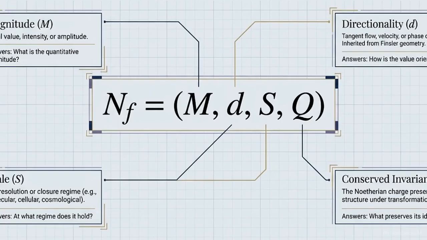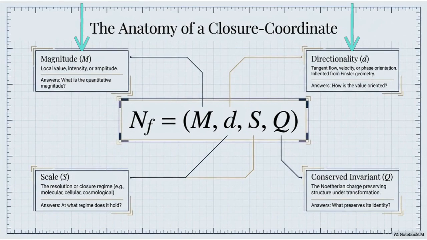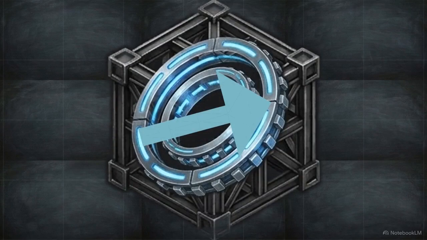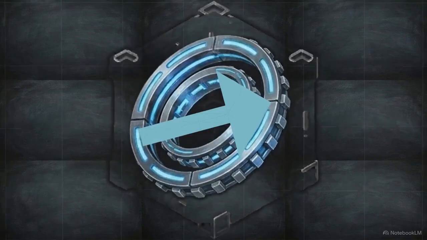To eliminate projection cost, the NFN formalizes 4 parameters into one object: M, D, S, Q. M and D represent magnitude and directionality, inheriting Finsler's directional dependence. S defines scale, anchoring the value to a regime. Q is the conserved invariant, the closure charge preserving the system's structure. Projecting data down to a scalar or a vector fails when the scale and conserved identity are the specific parameters keeping the physical system coherent.